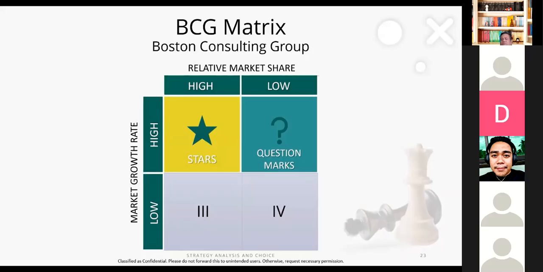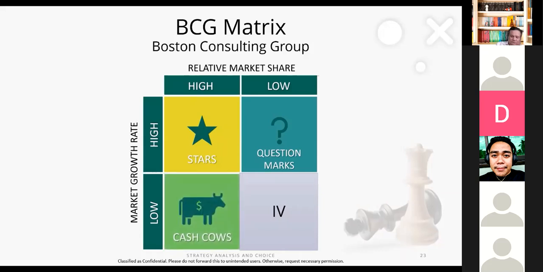Divisions with a high relative market share and a high industry growth rate should receive substantial investment to maintain or strengthen their dominant position. Forward, backward, and horizontal integration, market penetration, market development, and product development are appropriate strategies for this division to consider. The third quadrant is the cash cow.